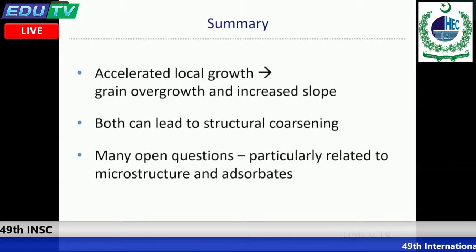So this is a summary of what I've been saying. Accelerated local growth was a little bit of a surprise when looking at the surface coarsening effect in real time. It can involve grain overgrowth. It can involve an increase in slope. Both can lead to structural coarsening. And there are a huge number of open questions. How does microstructure, how does adsorbate really affect the growth?